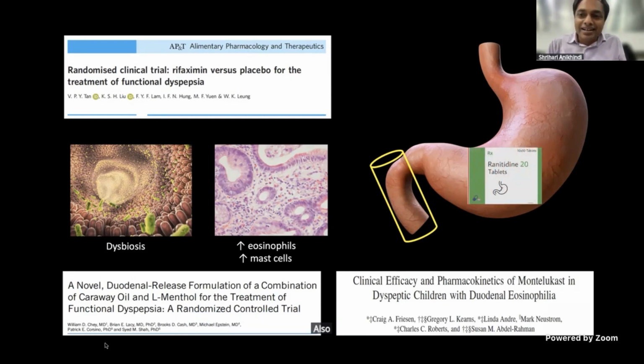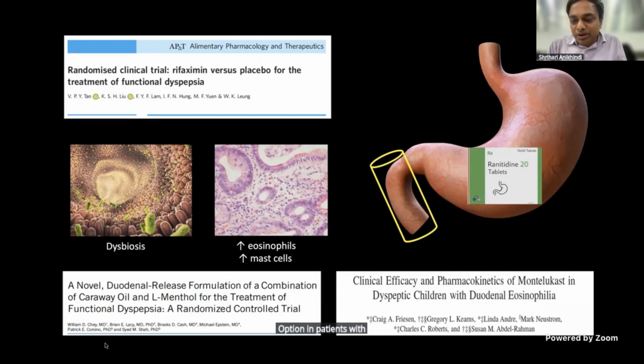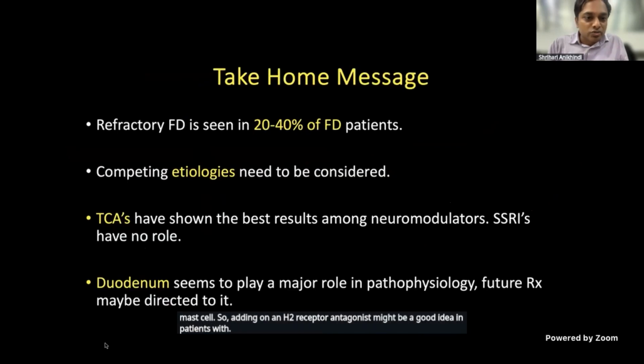Also, adding an H2 receptor antagonist like ranitidine might be a good option in patients with refractory dyspepsia, because it again acts on the histamine receptor, which is acting through the mast cell. So adding on an H2 receptor antagonist might be a good idea in patients with functional dyspepsia.